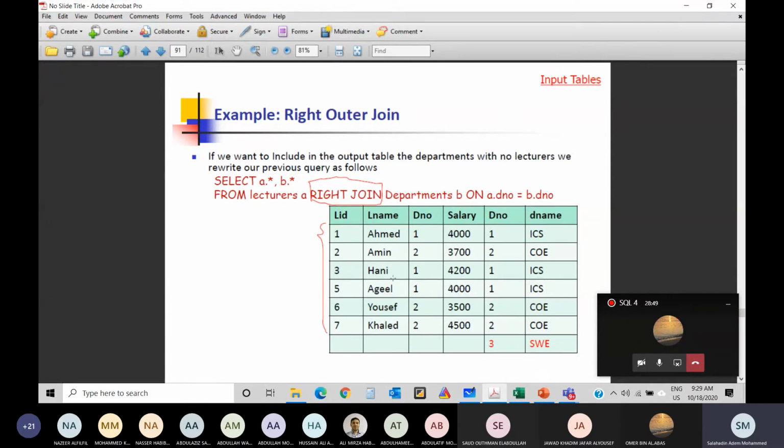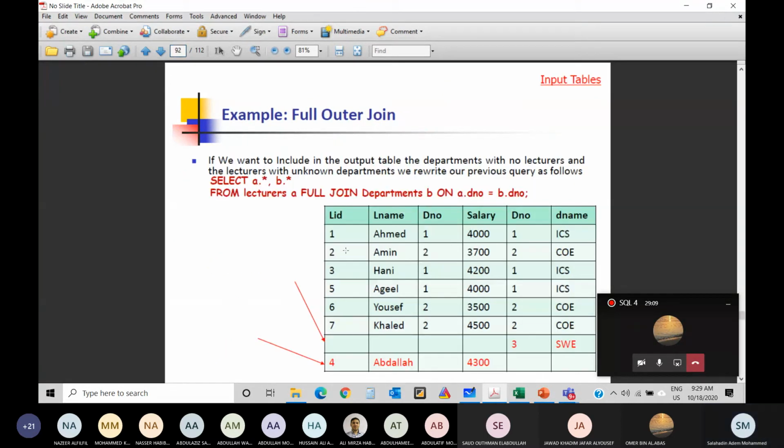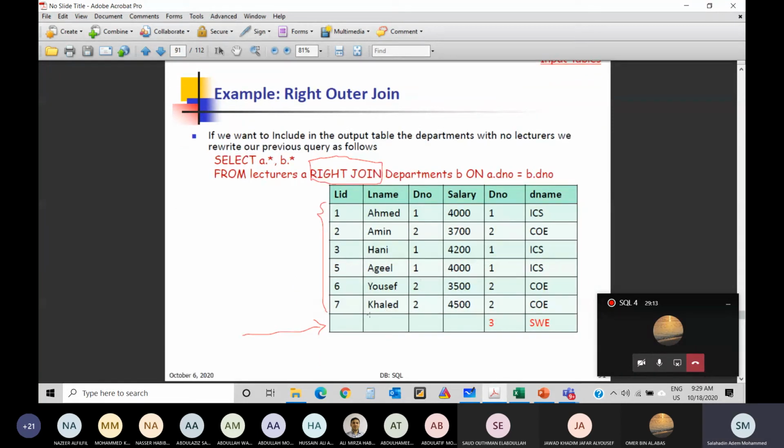There is no SWE here, right. So automatically we add that one here, because this row, this third row here, never appeared in any of the outputs. So we will add him, with null. This is in the output table, Shabab. 3 SWE. This is what you will see, inshallah.